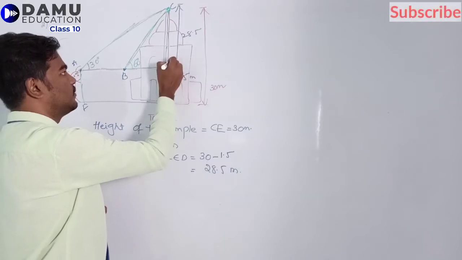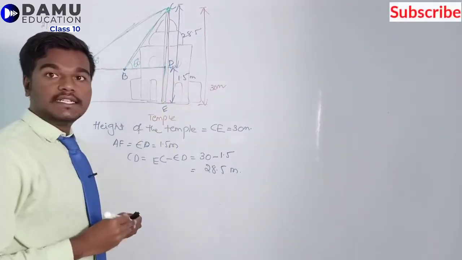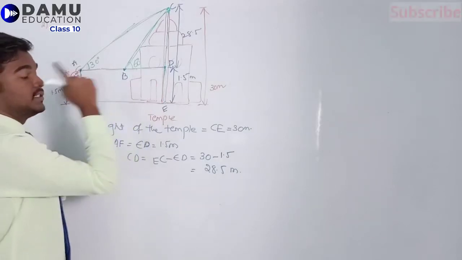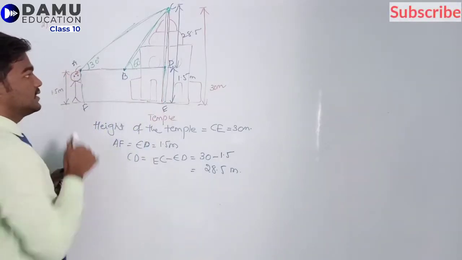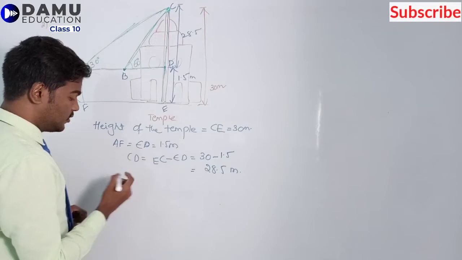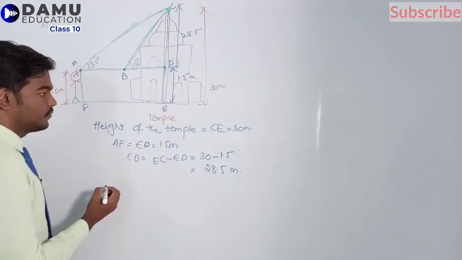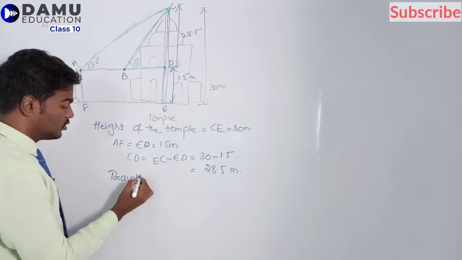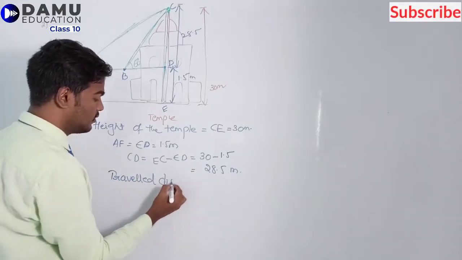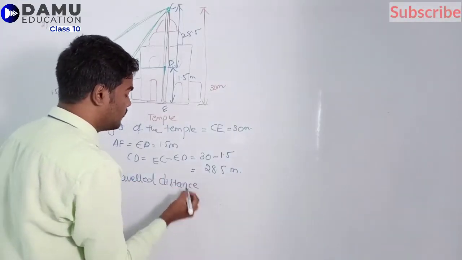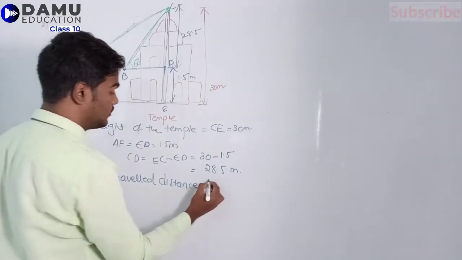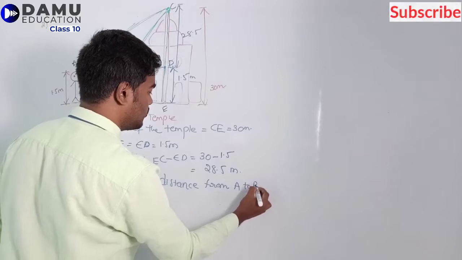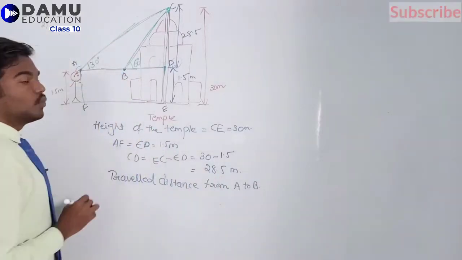As we know, this is the point D. So let's consider the total lengths AD and BD. We have to find the distance traveled by the guy, the traveled distance from point A to point B.